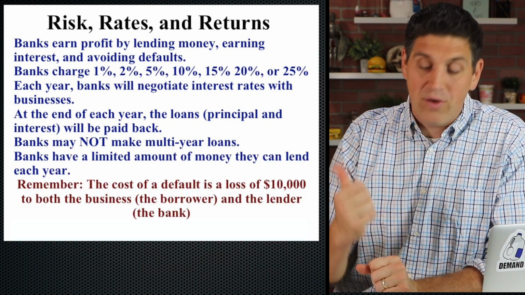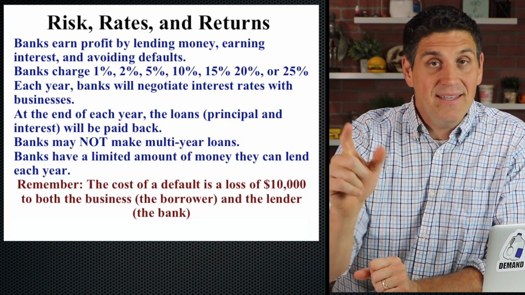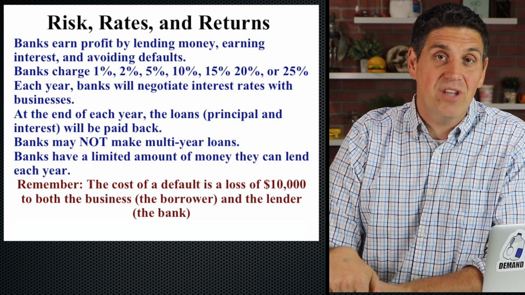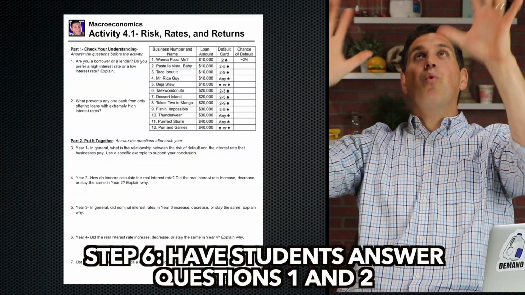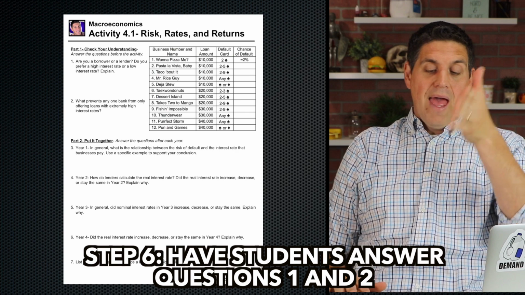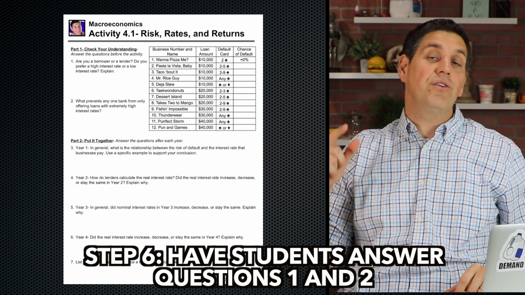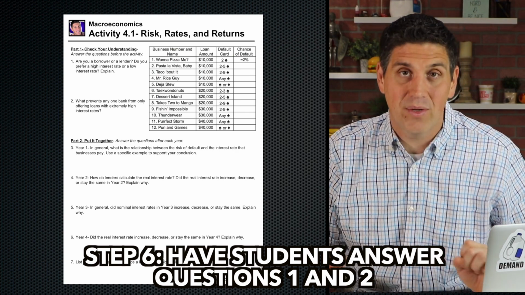The cost of a default, if you lend to someone and they default, is going to be negative $10,000 towards your score. At this point, students are a little confused. It's okay. Have them answer questions 1 and 2. This will kind of give them an idea of actually what's happening here.